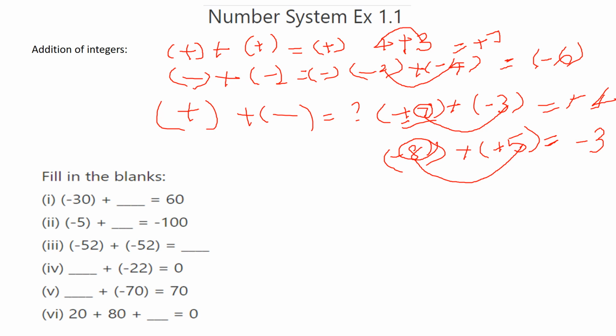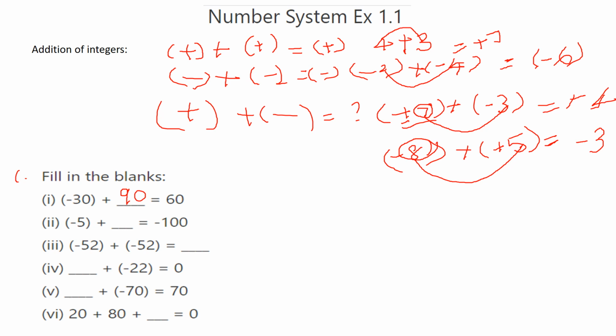Okay, let us see the first sum, fill in the blanks. Minus 30 plus dash equals 60. That means here one is minus, so we have to put the greater number, 90. So 90 minus 30, 60. The greater number's sign is plus. So plus 60 is the answer.